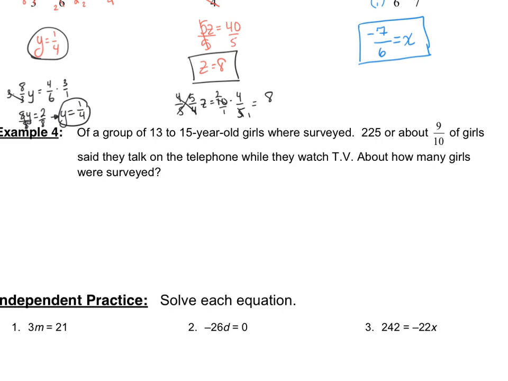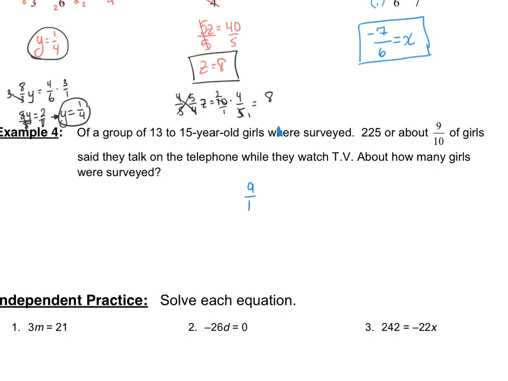Okay, in the word problem, a group of 13 to 15-year-old girls were surveyed. 225, or about 9/10 of the girls, said they could talk on the phone while they watched TV. About how many girls were surveyed?